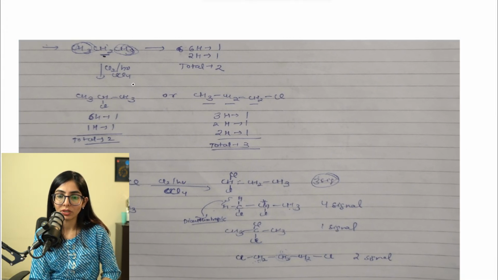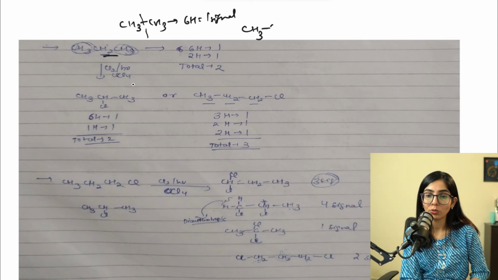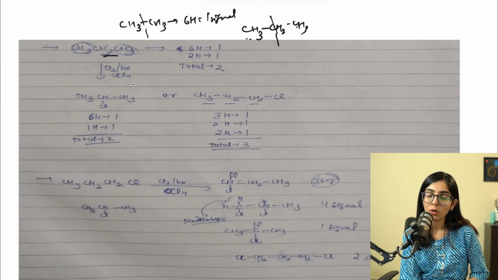So last time what we did, this CH3 and CH3, it was symmetrical. All 6 hydrogen were having one signal. But here now propane is there. So don't do it like this, like, okay, this is symmetrical, now we'll be getting only one signal. No, how many types of hydrogens are there? Over here, there are 2 hydrogen. Over here, 3 hydrogen, 3 hydrogen. So we'll check over here once, over here once, over here once.